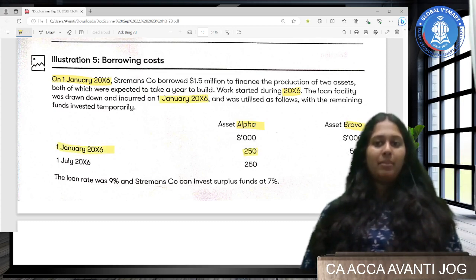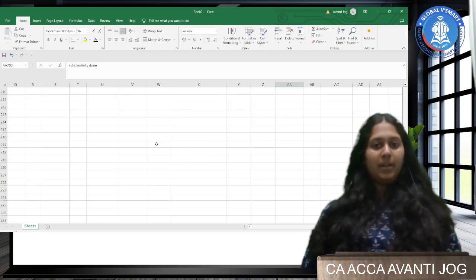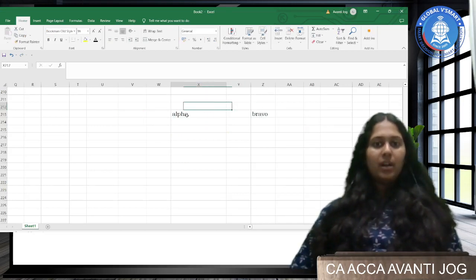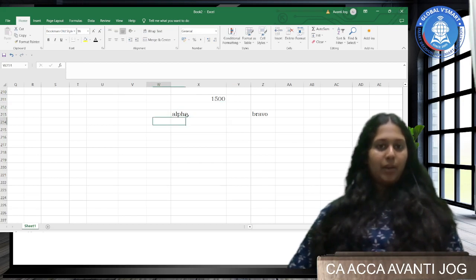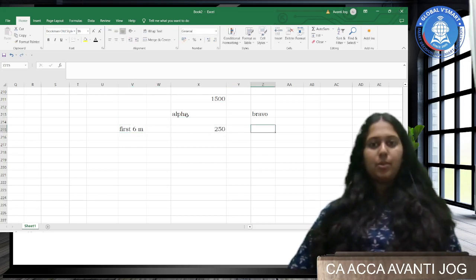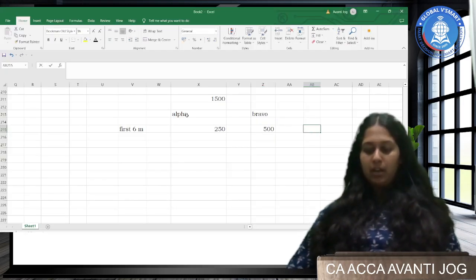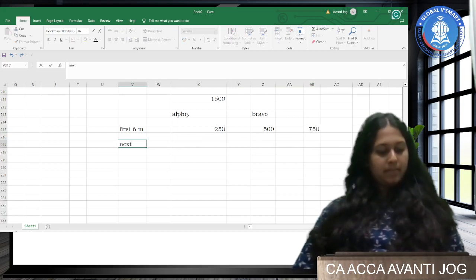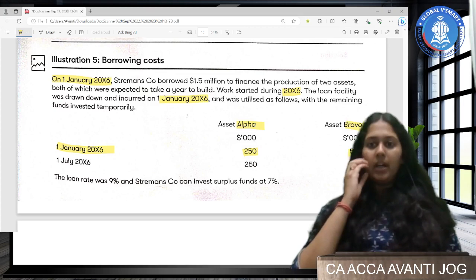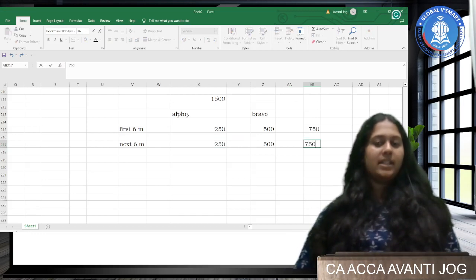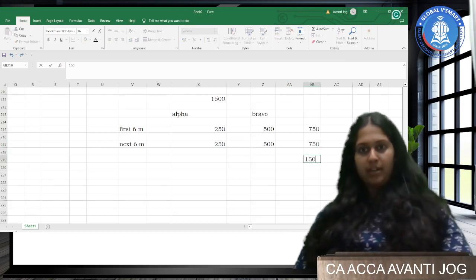From 1st of January to 1st of July, this much work was done: on Alpha, 250 million was used, and on Bravo, 500 million was used. So we took a loan of 1500 lakhs, out of which in the first 6 months, 250 were used on Alpha and 500 on Bravo. That means 750 are used and 750 are not used, right? In the next 6 months, 250 were used on Alpha and 500 on Bravo. So in the next 6 months the loan is fully used, coming to 1500, right?